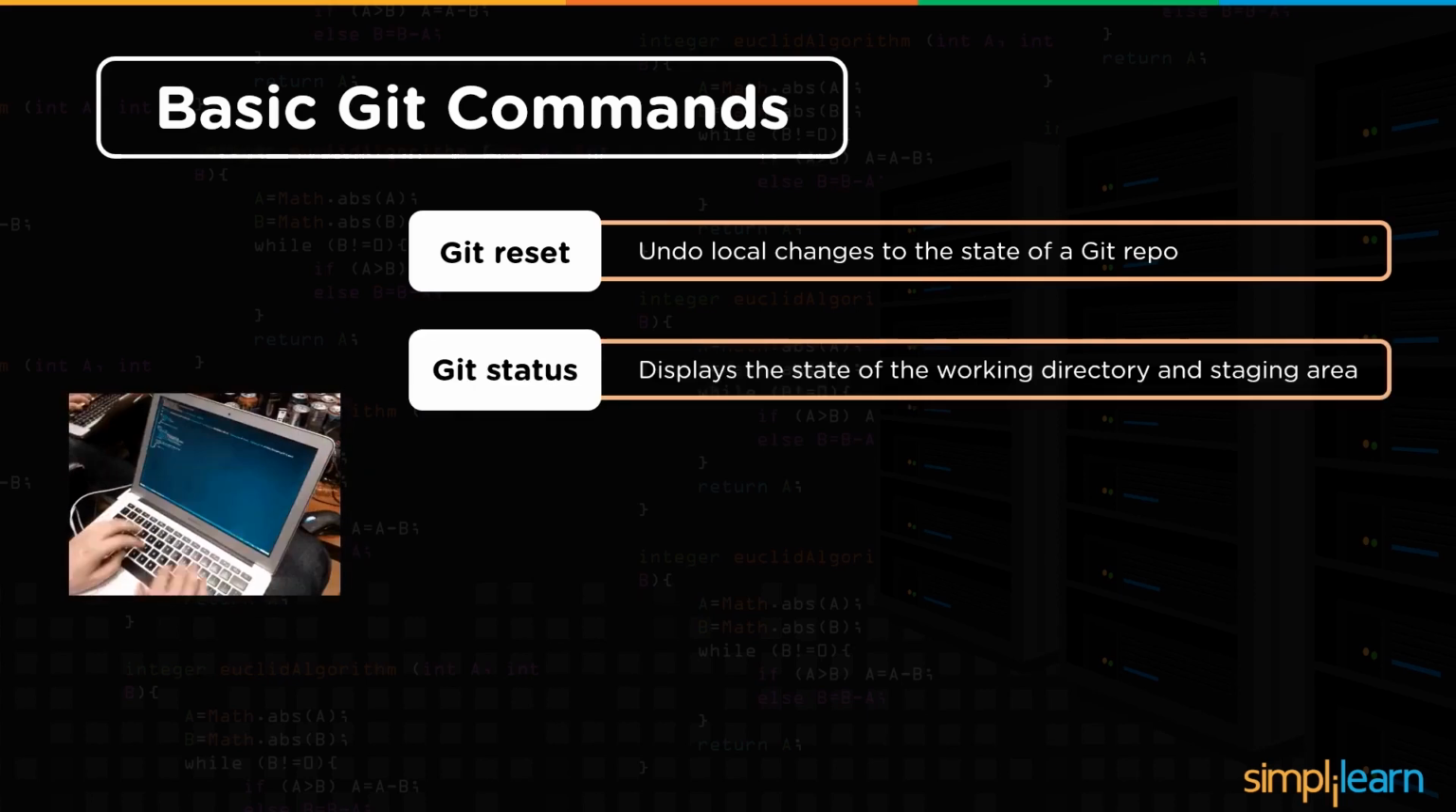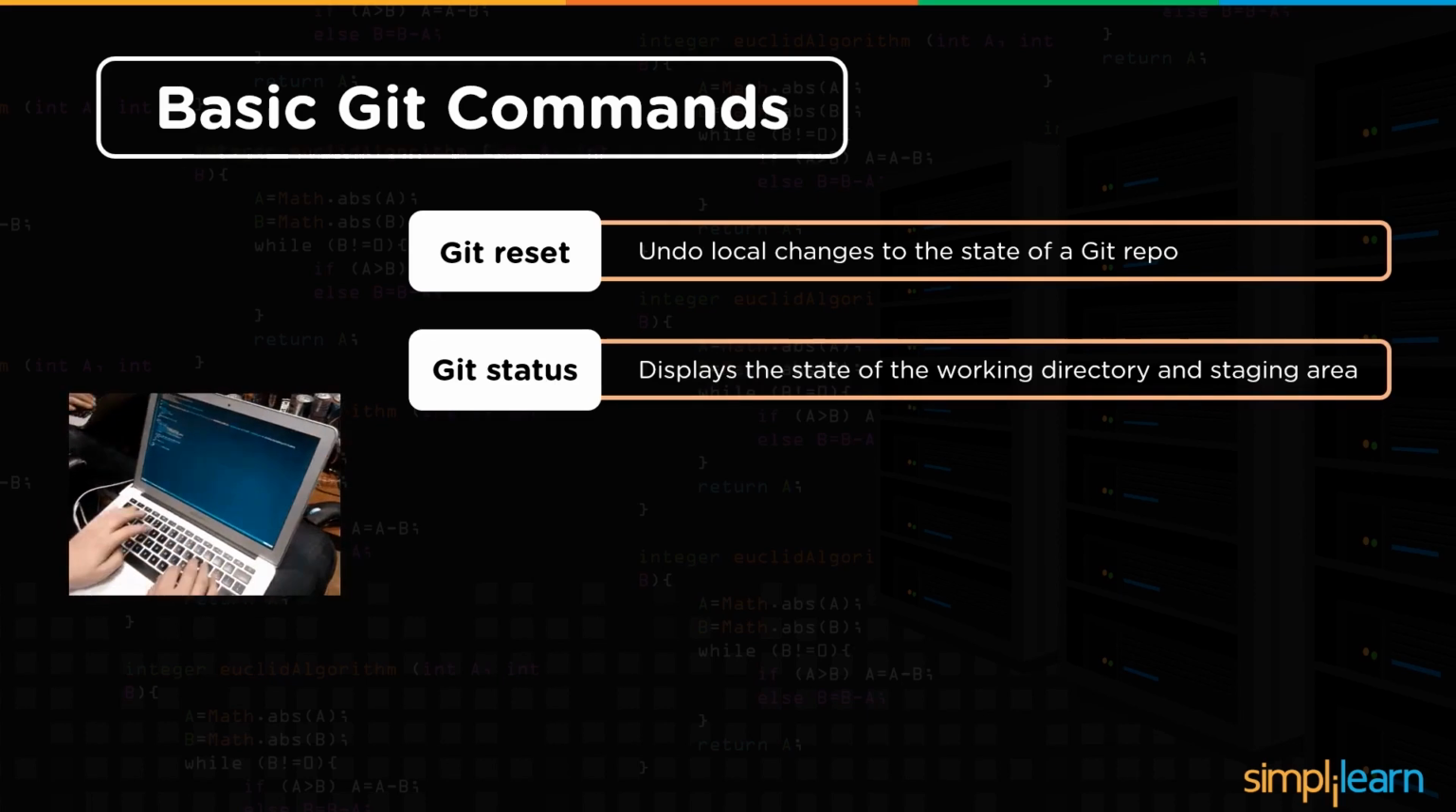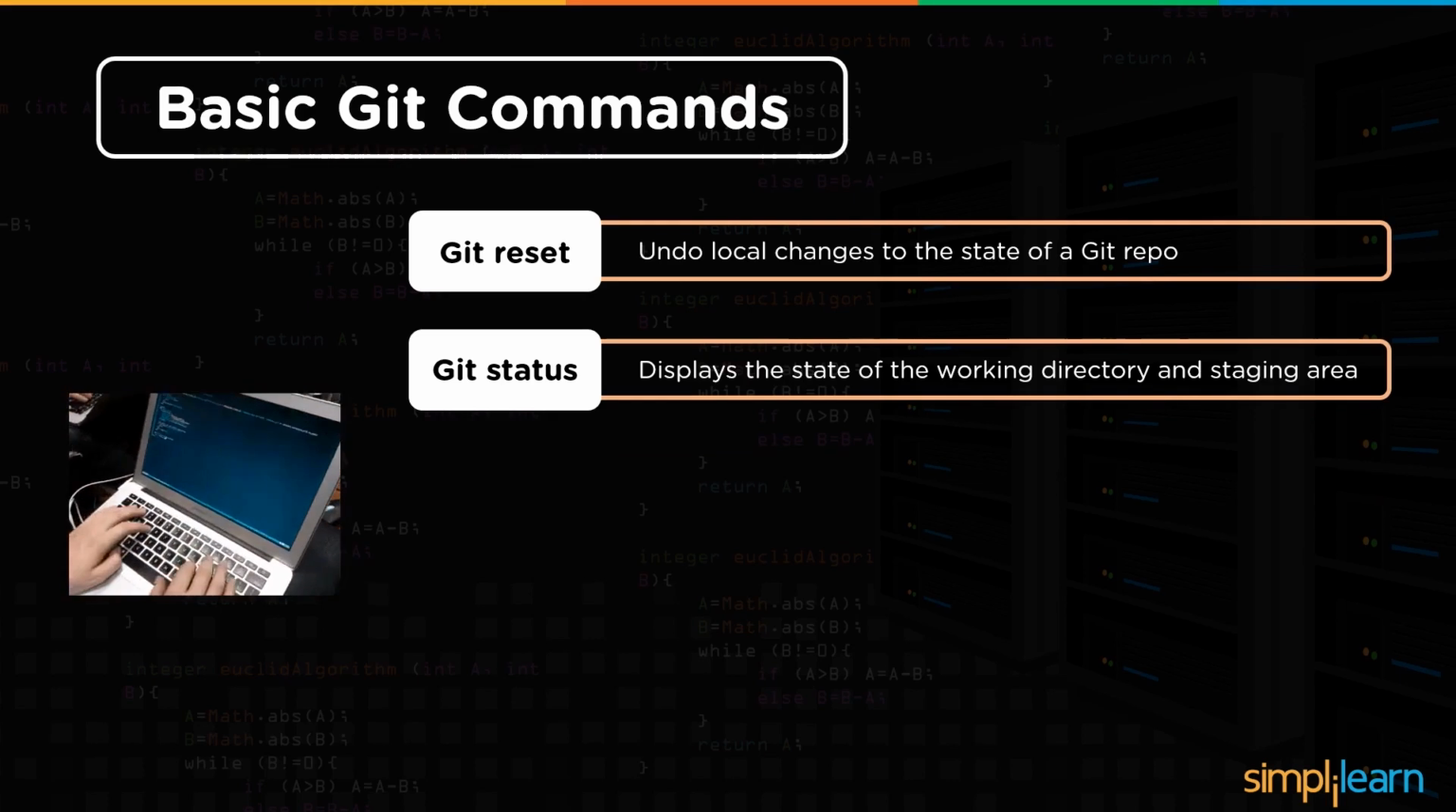Git status command displays the state of the working and staging area. It also tells you particular things, like which files are in the modified state and how many files are present in the modified state. All that information is what we get from git status.